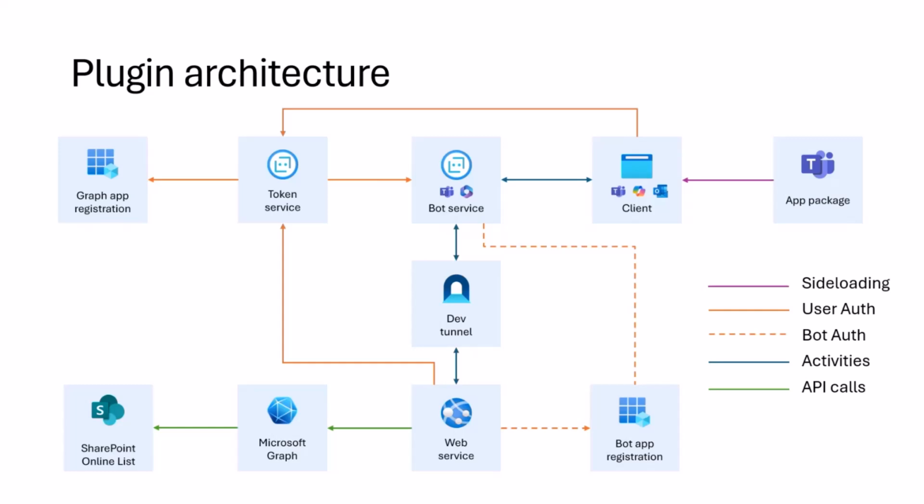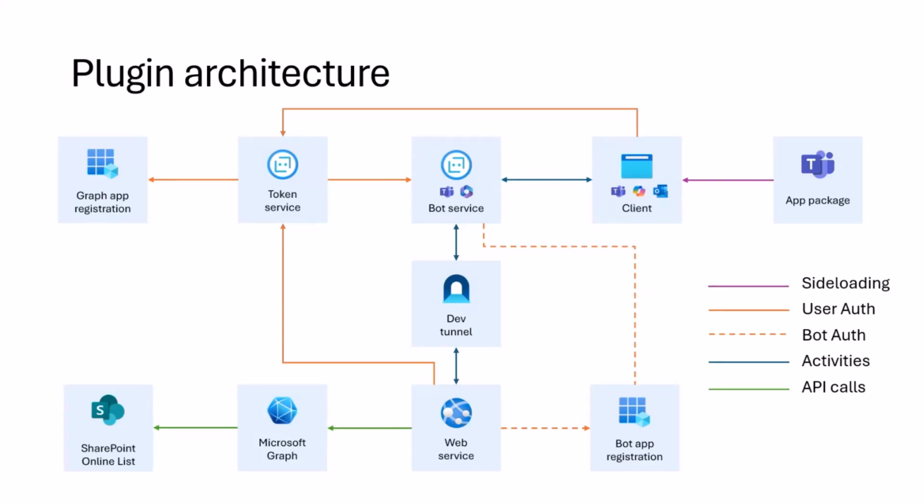The client sends messages to a bot service when users interact with the messaging extension, for example starting a search. The messages are relayed from the bot service via a dev tunnel to a locally running web service. I need this dev tunnel in between because my web service is running locally on my machine, so I need to expose it over the internet because the bot service is running in the cloud. It needs to have that level of access.